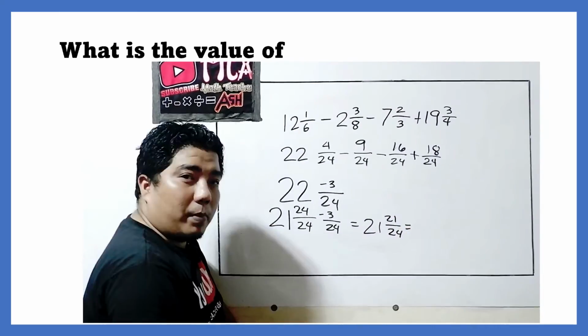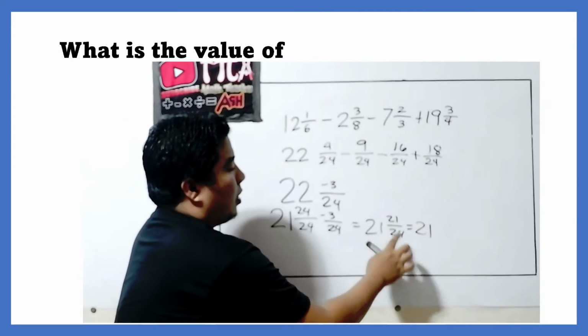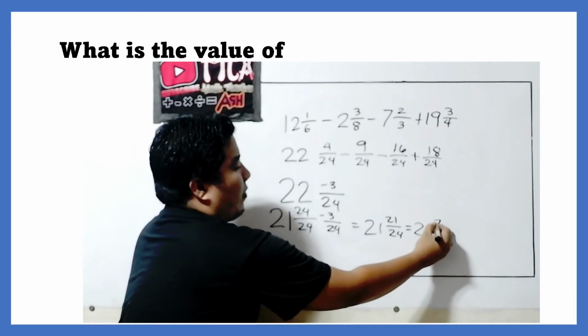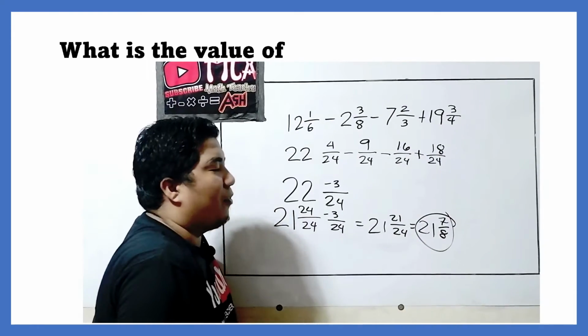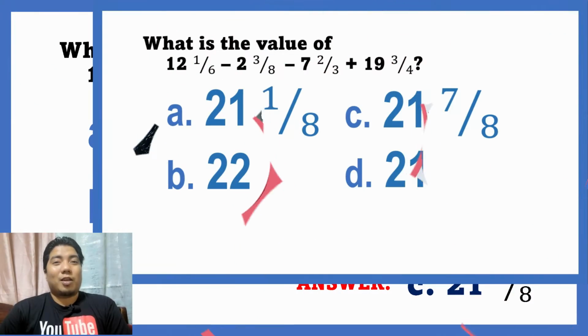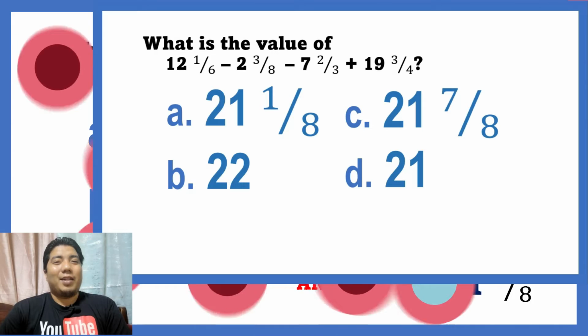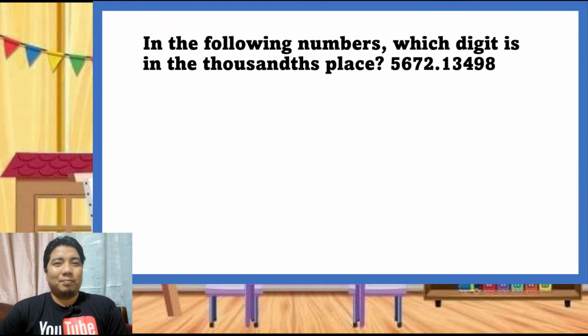So that is by the use of the common factor, which is 3. So that is 21 divided by 3, that is 7, and 24 divided by 3, that is 8. And this will be our final answer. Easy, right? Now, let's check whether we are correct. And the correct answer is letter C, 21 and 7 over 8. So, easy, right? Now, let us go to the next problem.